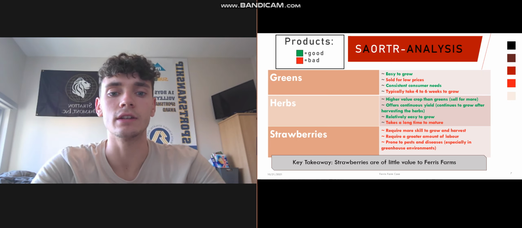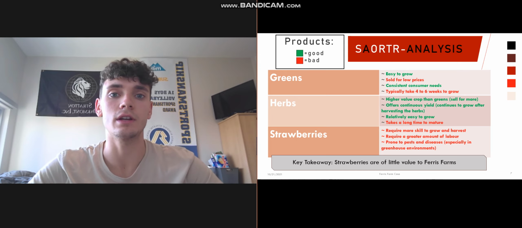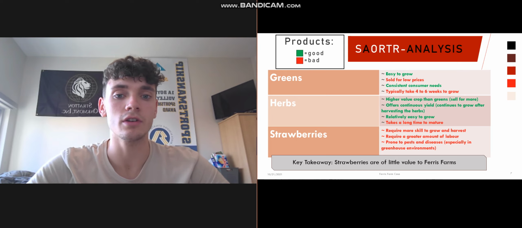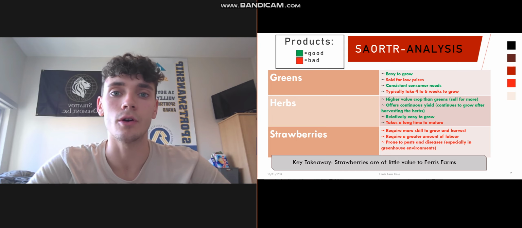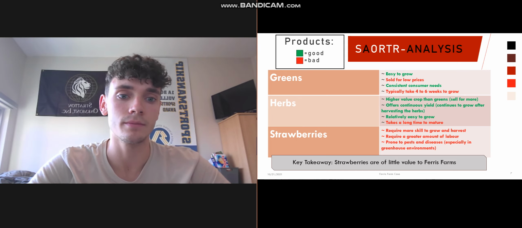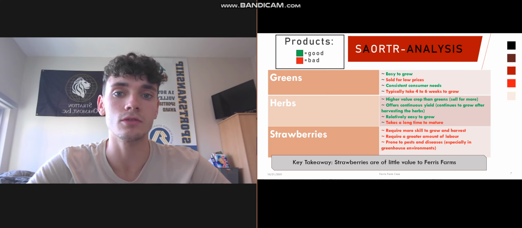Here I have conducted a slide that demonstrates the positives and negatives of each potential product. Green being good and red being bad. Starting off with greens, they are easy to grow, sold for low prices, consistent consumer needs, but typically take 4 to 6 weeks to grow.